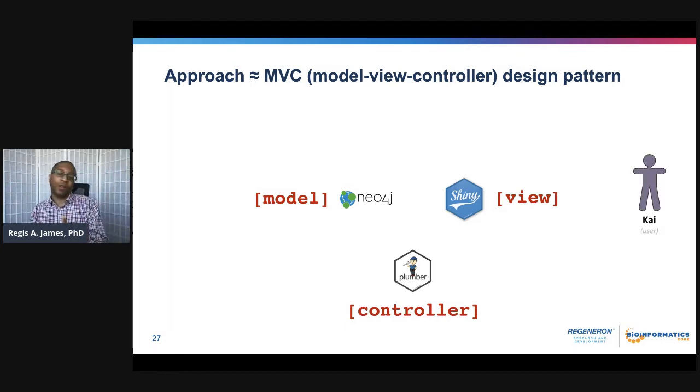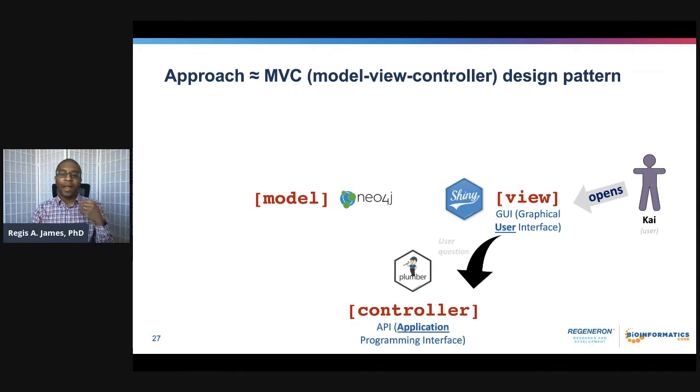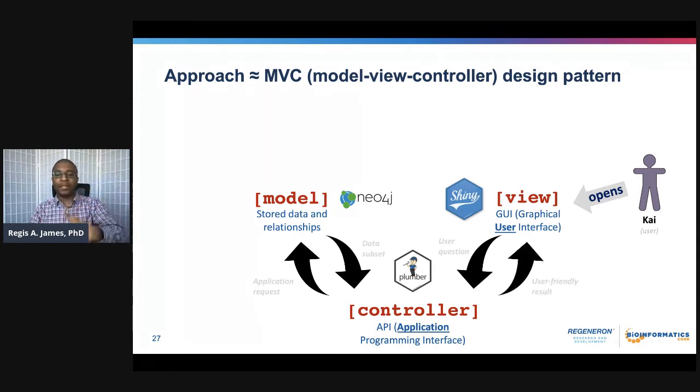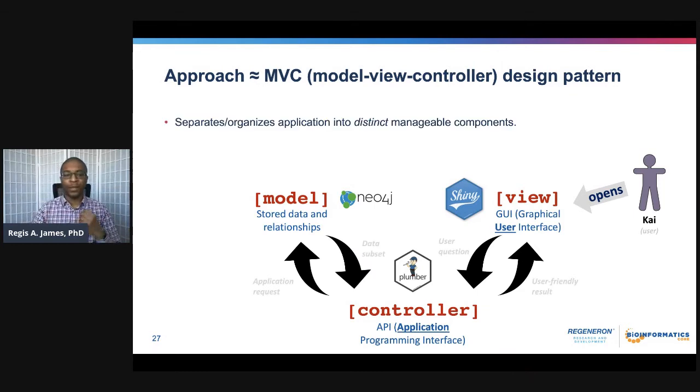So what ends up happening, for example, is Kai might open up the Shiny app, which is a graphical user interface, a GUI. And so the user questions that Kai generates within the GUI are sent to the controller. And then the controller, which is an API, application programming interface, actually sends its request over to the model, which contains the stored data and relationships. And the model returns the data subset, which the API structures in a way that can be sent back and represented within the Shiny app in a user-friendly method.